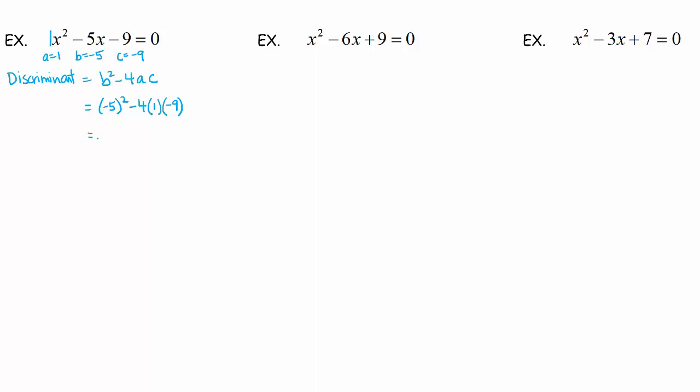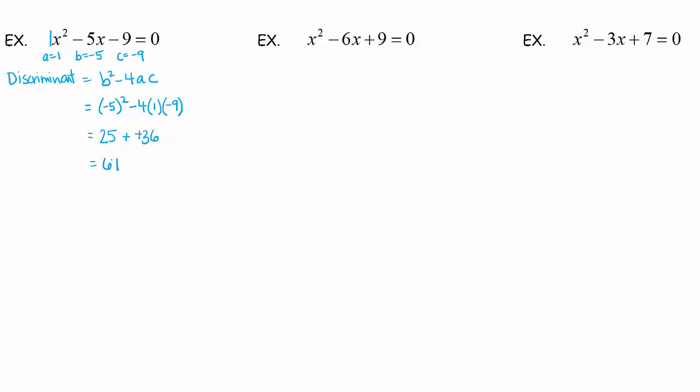Now we'll clean that up. -5 squared is +25 minus 4 times 1 times -9. That gets us -36. But when we have subtraction of a negative, that just became an addition problem. So now we really have 25 plus 36, which is 61. So for this problem, the discriminant was 61.